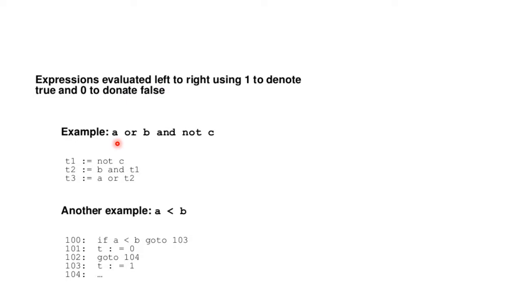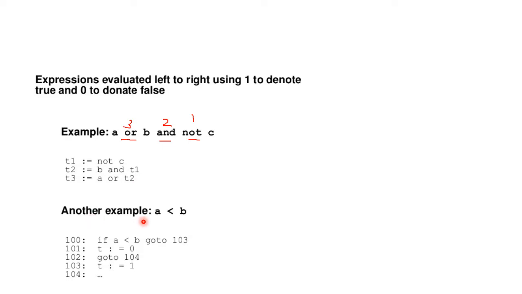Consider this expression: A or B and not C. What are the operators here? Or, and, not. Which operator has the highest precedence? Not has the highest precedence, then and, then or. So in the three address representation, which operator has to be done first? Not C. That is T1 equal to not C. Now we can perform the AND operator. T2 equal to B and T1. T3 equal to A or T2.